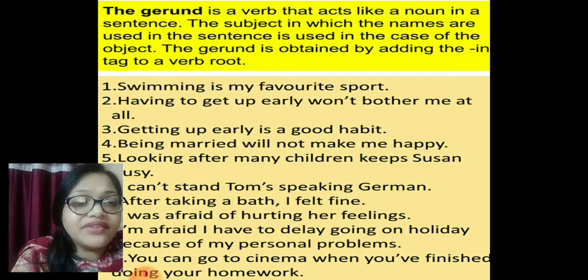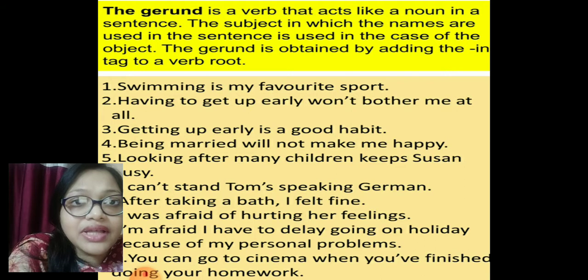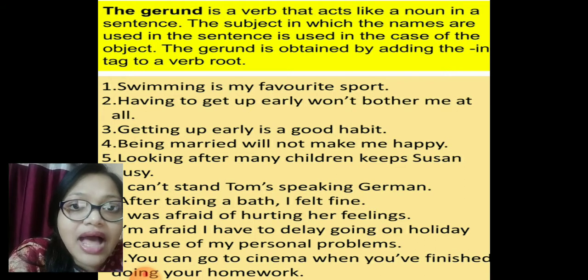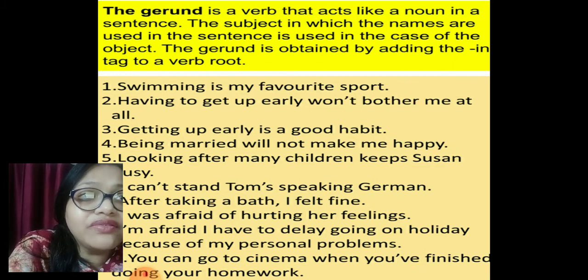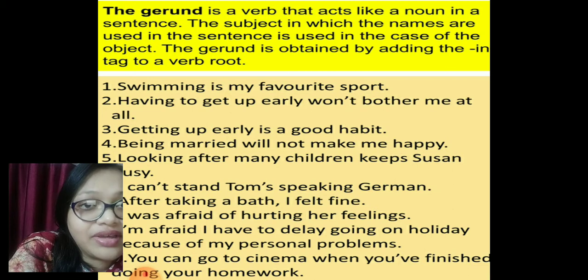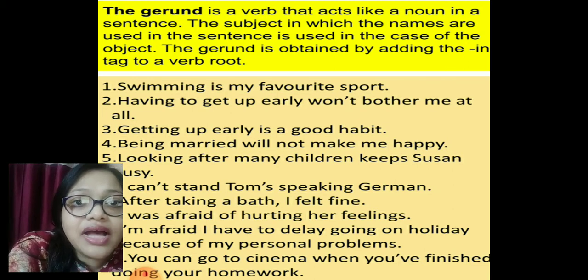Swimming is my favorite sport. So here you can see that the verb swim is getting added with ing. So it is becoming swimming. So it is the gerund. Having to get up early won't bother me at all. Having. Then, getting up early is a good habit.